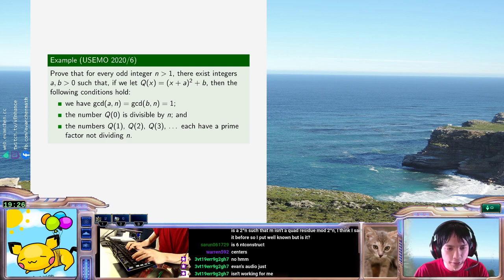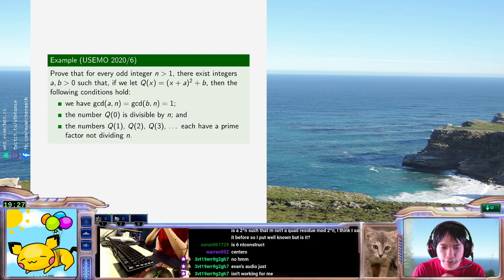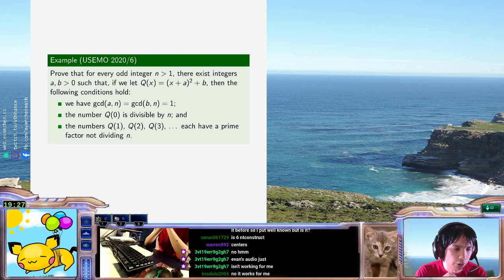Okay, someone in the chat says something. Is it well known that for any non-odd non-square m there is a 2^n such that m is a quadratic residue mod 2^n? To which my reply is that sounds like it's false.